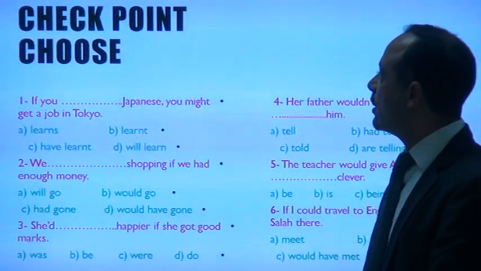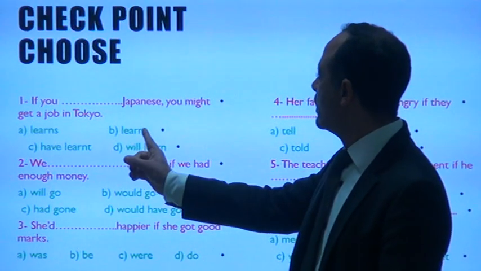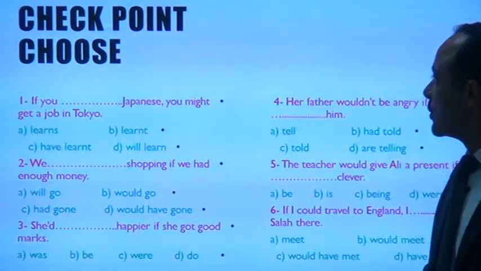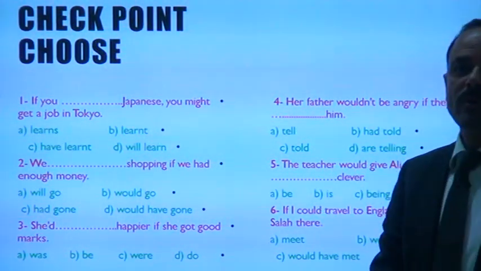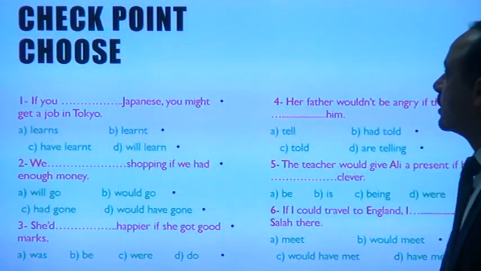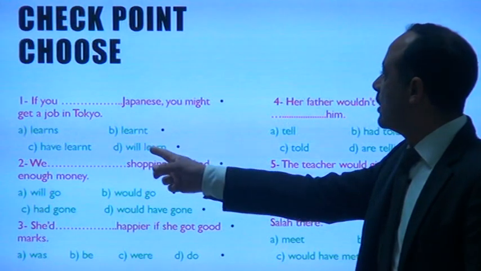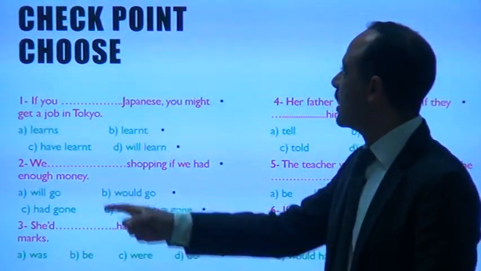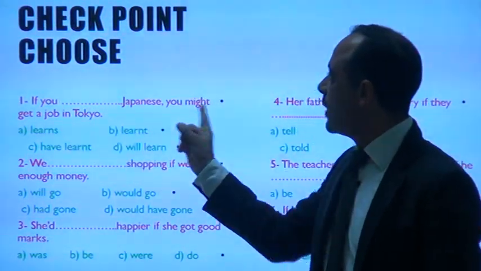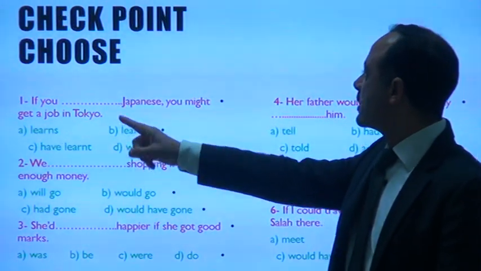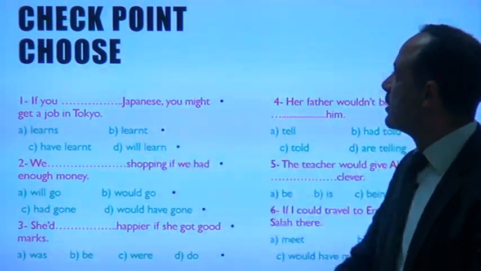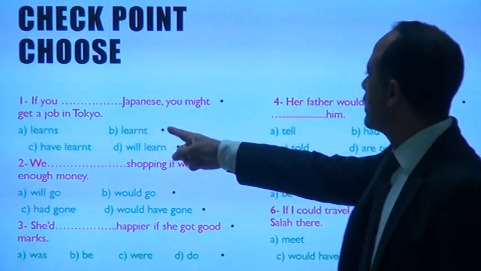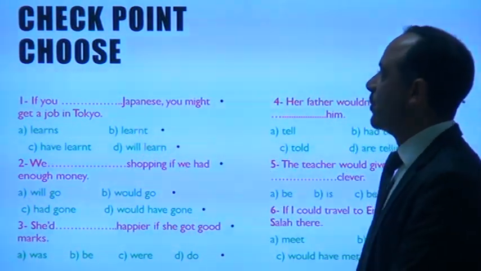Learns, present simple. Learned, past simple. You can say learned or learnt. In American English they say learned, with ed, but in British English we use learnt. Have learned, present perfect. Will learn, future. So this is the second conditional because I have if, might get. Here I need past simple. Yes, right. B, learnt, is the past simple. If you learnt Japanese, you might get a job in Tokyo.